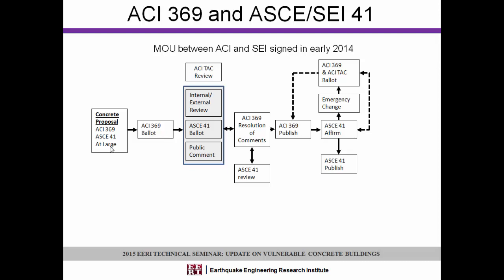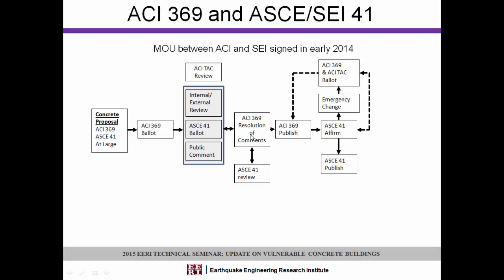Any proposal that comes through will get balloted and dealt with in ACI 369. Once we're done with it there, it goes through the ACI Technical Activities Committee review. Within that review, there are internal and external reviewers, and ASCE 41 would also review it at that point. We go through this, and whether before public comment or after public comment, we resolve all these comments.